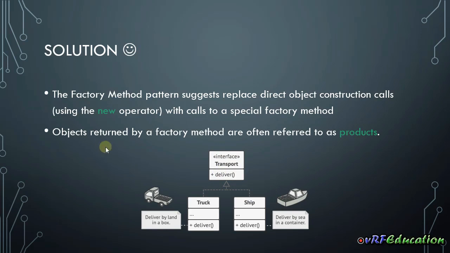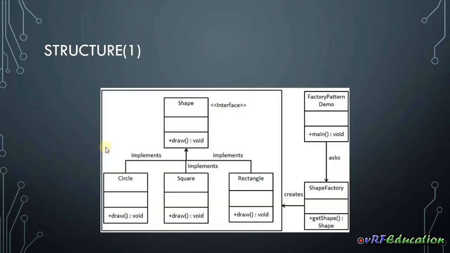There are two different types of implementation for factory method. The first one is something like this. We have a client code, and we also have a factory. Here we have three different shapes. These shapes implement an interface or inherit from a base class named shape. It has a draw method. Each one should implement its draw method based on its nature. For example, here we need to draw a circle, here a square, and here a rectangle.